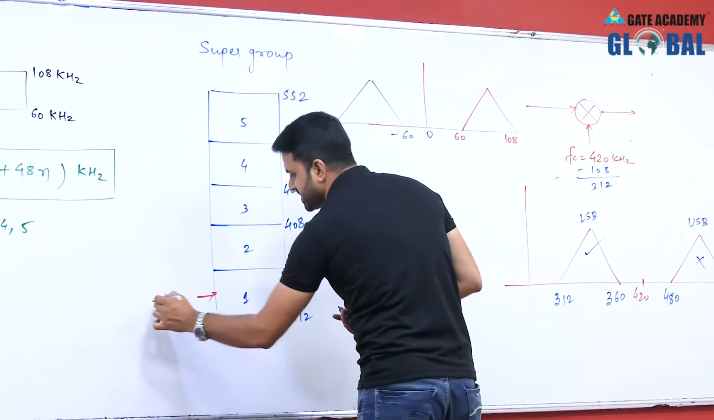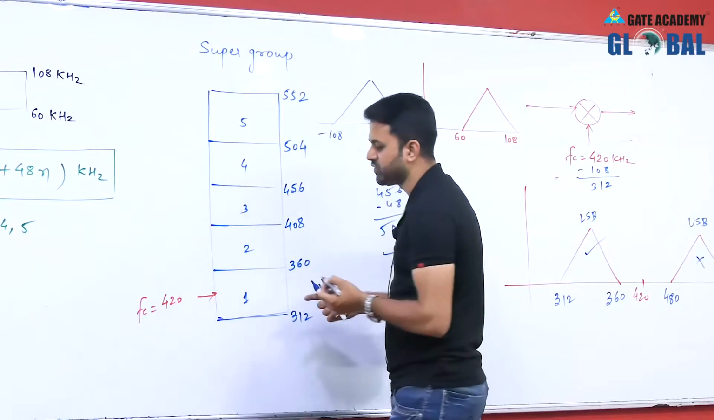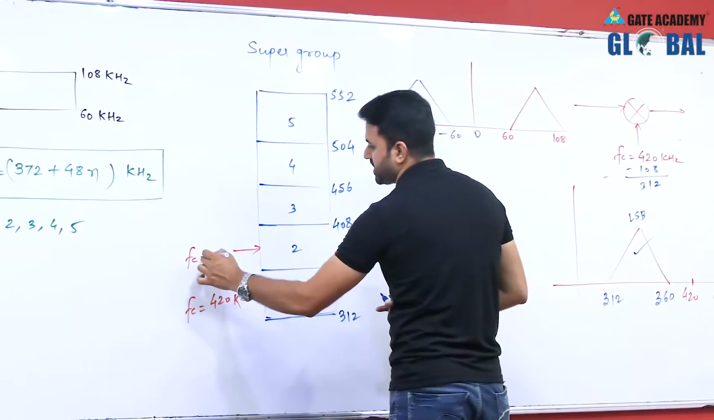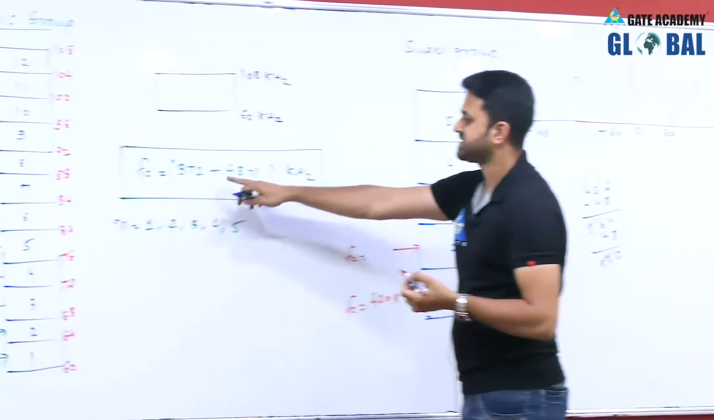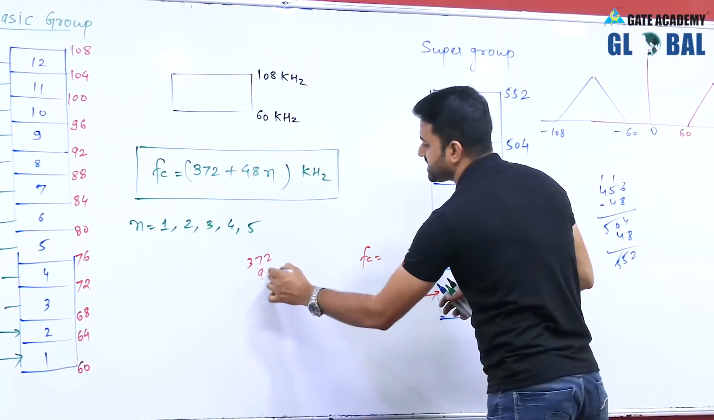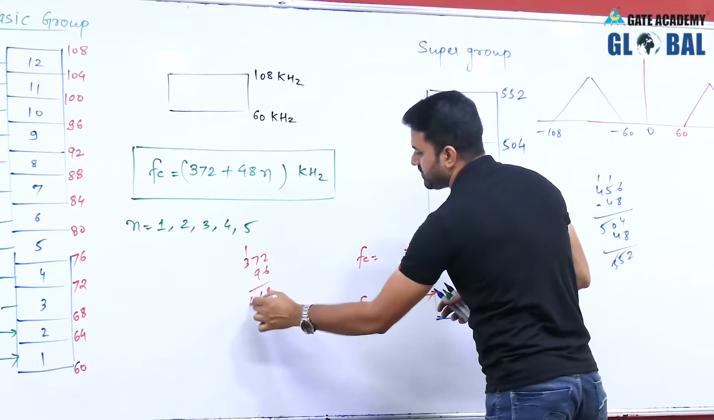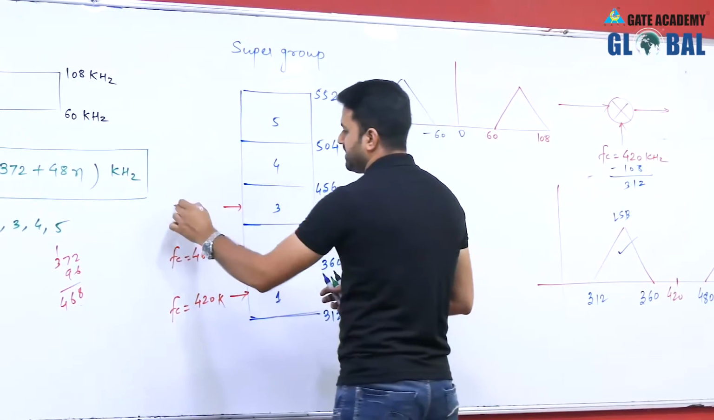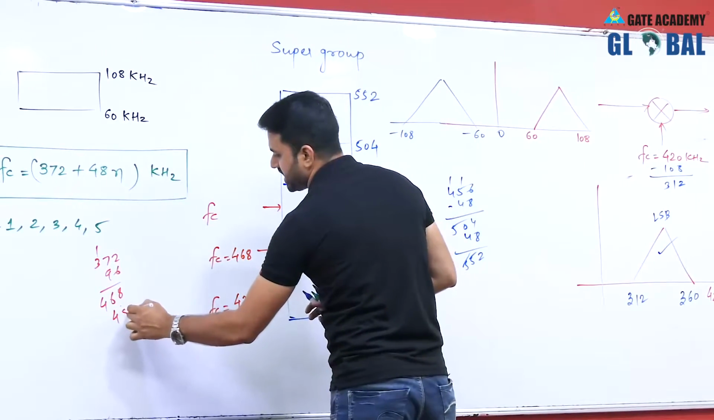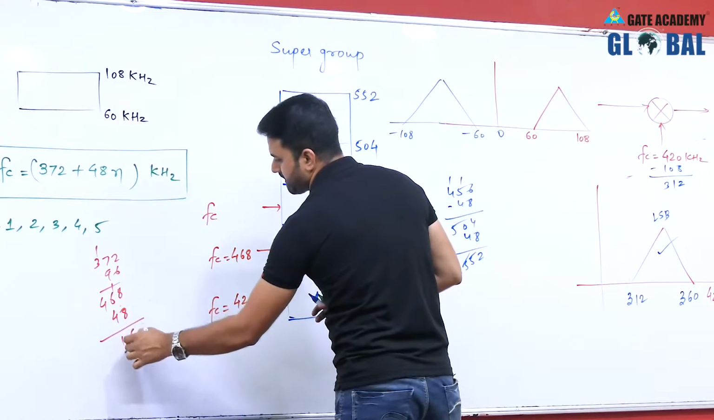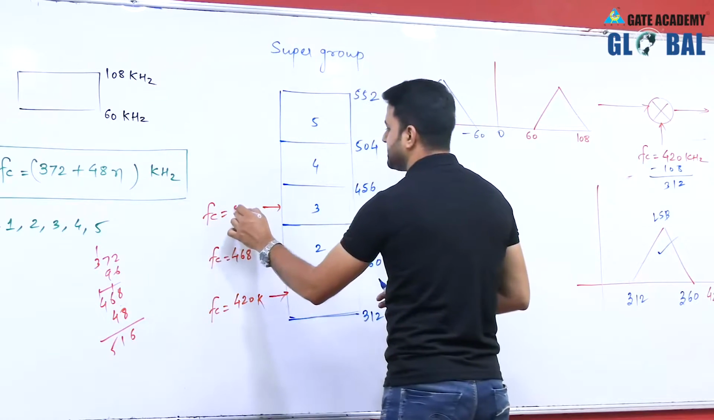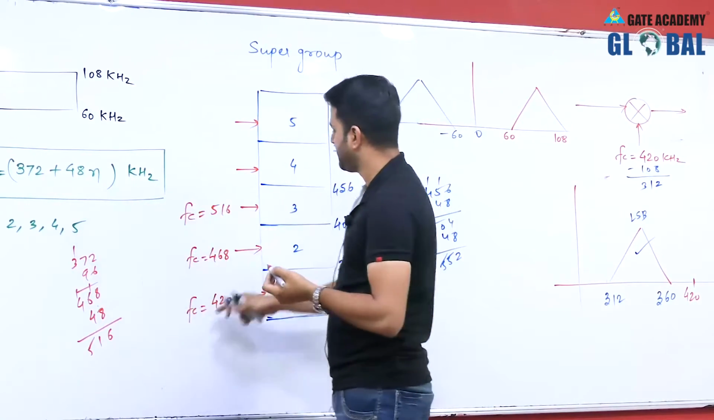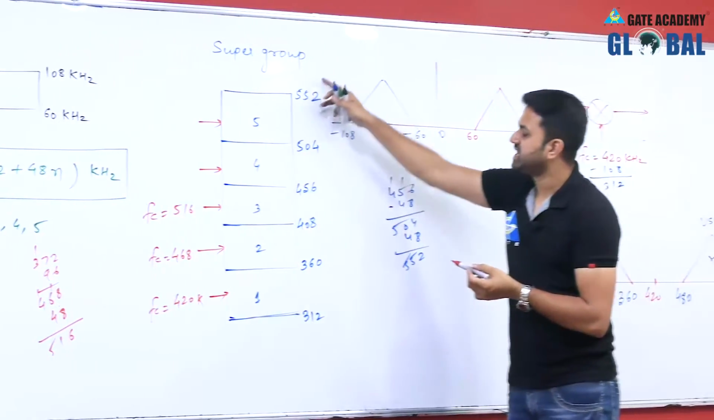420. This is the carrier frequency to the supergroup, 420 kilohertz, and after adding 48 means n equal to 2, so that is 96, 372 plus 96, we get 468. So 468, and then adding 48 again, we get 516, and similarly you can calculate for 4 and 5. When you put n equal to 4, n equal to 5, you will get this carrier frequency. So this is the range of supergroup.